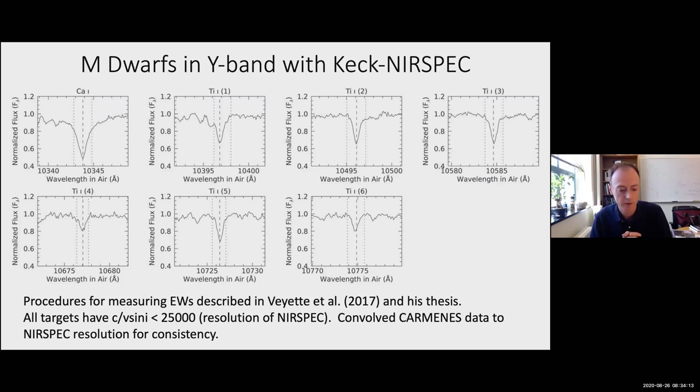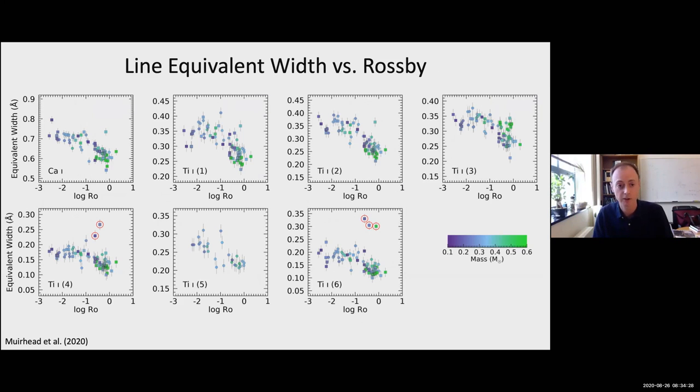In 2017 and also his thesis. All of our targets have C over V sin I's less than the resolution of NIRSPEC, so the V sin I broadening does not actually affect our measurements. And we saw something very interesting when we did this. Again, we originally did this to measure ages, but we saw something else.